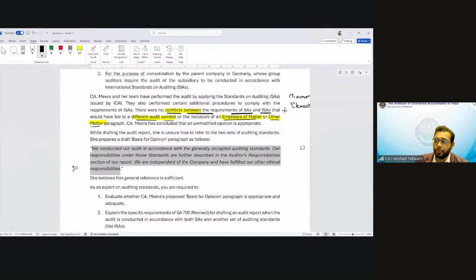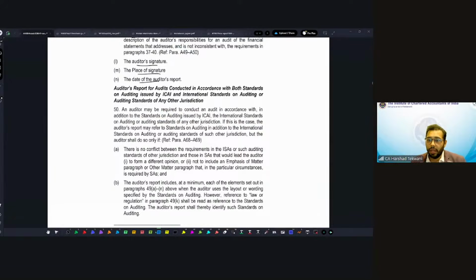So in this way, we understood that in case a different set of standards is also followed on the same set of financial statements, not different financial statements but the same ones, along with the SAs you are following different auditing standards, either the International Standards on Auditing or the auditing standards of any other jurisdiction. The auditor can refer to the standards on auditing in addition to the international standards or those of such other jurisdiction, provided there is no conflict between the two. That would lead to forming a different opinion.